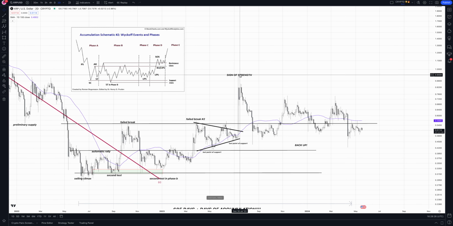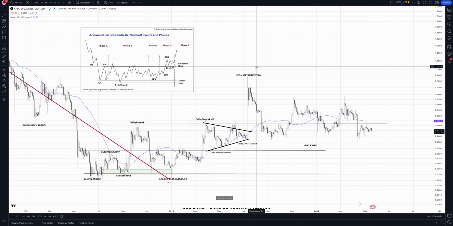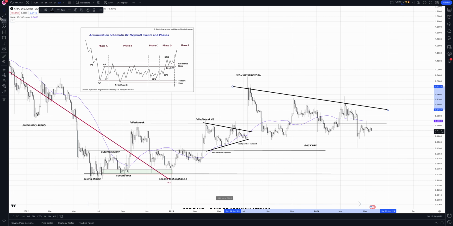The composite operator knows that all of the retail are aping their money in over here. So this would be the perfect time to sell their bags, dump all their bags to drive the price back down to the top of the range for our backup phase. So now look where we are, right?